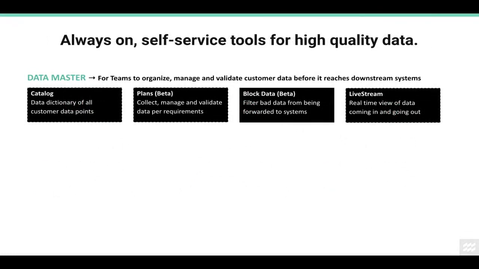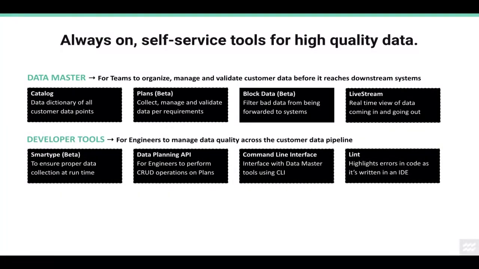So what we're going to talk about today is kind of an overview of a subset of tools that provide an always-on, self-service tooling for maintaining high-quality data everywhere that you source your data from mParticle to any downstream system. So the first suite of tools is Data Master. Data Master provides a way for teams to organize, manage, and validate customer data before it reaches downstream systems. It has four main feature sets: catalog, which is a data dictionary; plans, which provide a way to enforce agreed-upon attributes and event names; block data, a new feature we introduced a few weeks ago, which provides an ability to fix issues in flight and also be able to replay them. And then live stream is a real-time view of how data is coming in and going out of the platform.